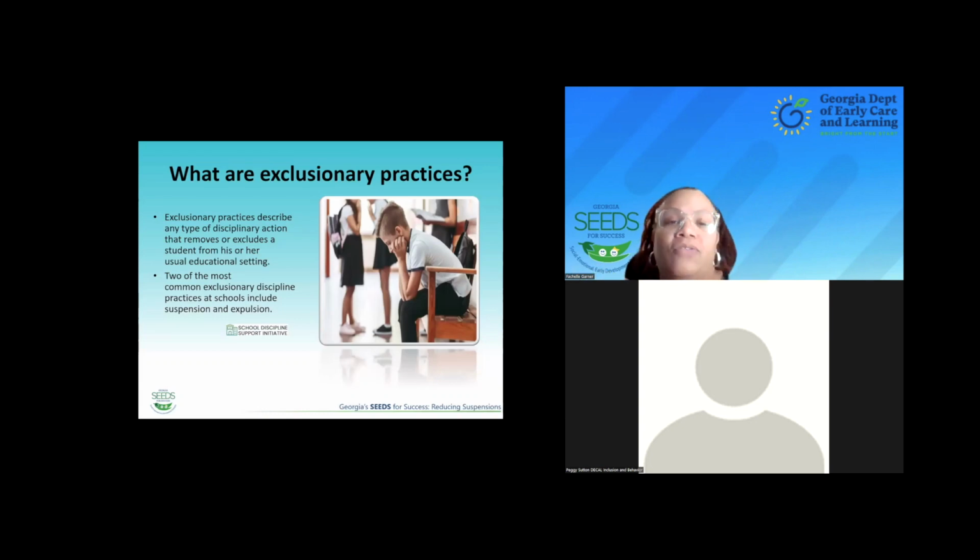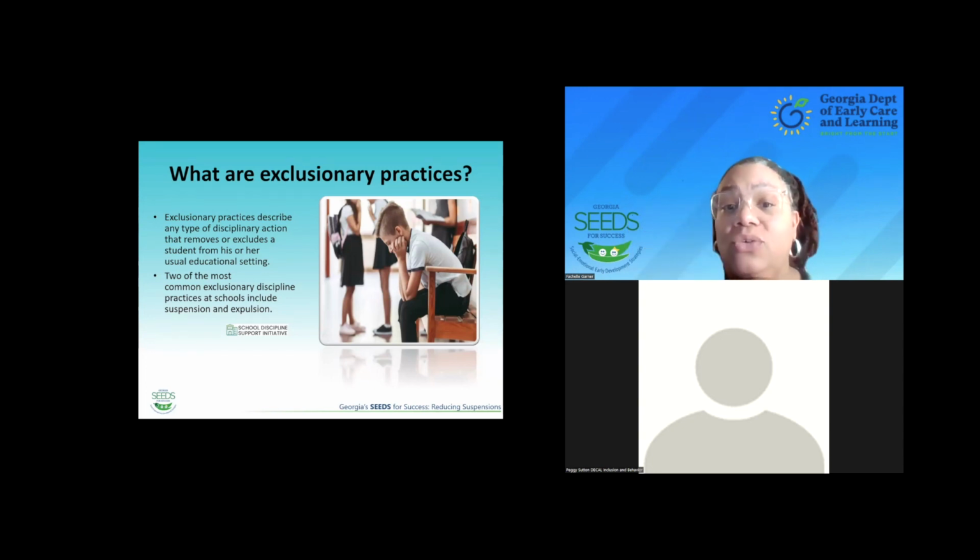The School Discipline Support Initiative states that exclusionary practices describe any type of school disciplinary action that removes or excludes a student from his or her usual educational setting. Two of the most common exclusionary discipline practices at school include suspensions and expulsions. These practices are typically used to punish undesired behaviors, deter similar behaviors by other students, and promote more appropriate behavior. In dealing with some of these undesired behaviors, suspension and expulsions have been used to support overwhelmed staff and school systems.